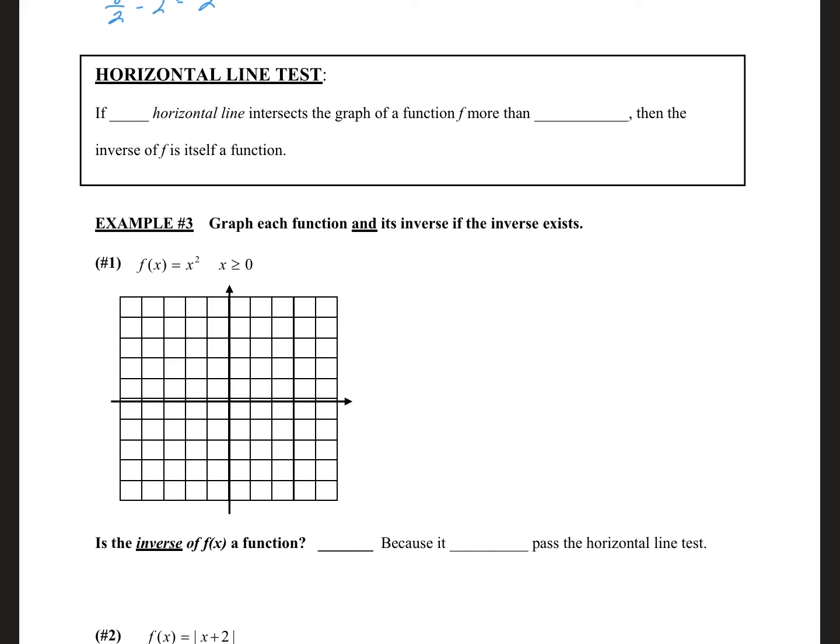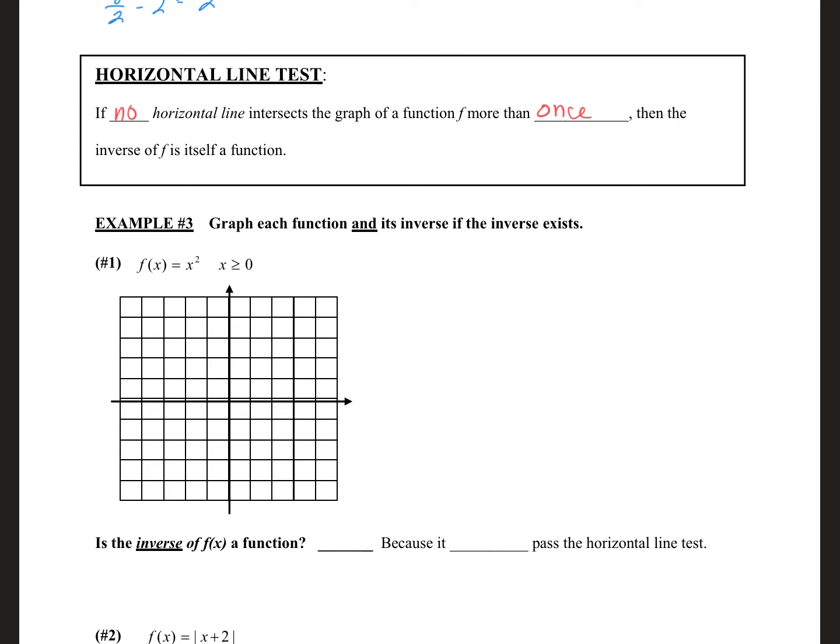So moving on to the last page here, on this one we're going to talk about the horizontal line test. The vertical line test is used to determine if a graph is a function. The horizontal line test is used to determine, based on an original function, if its inverse will also be a function. So if no horizontal line intersects the graph of a function f more than once, then the inverse of f is a function.